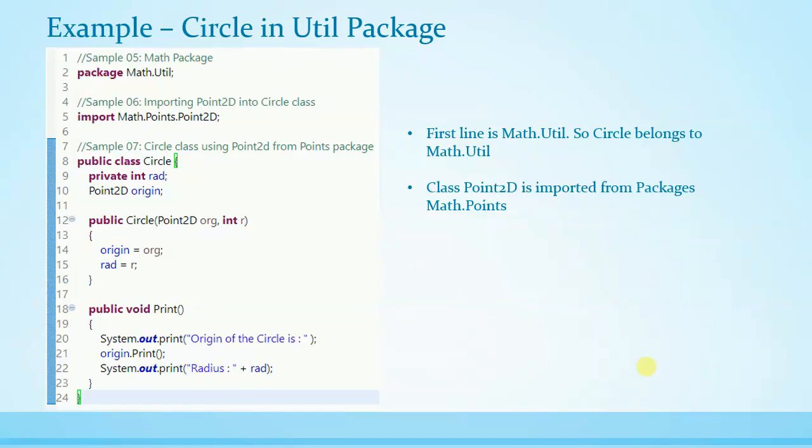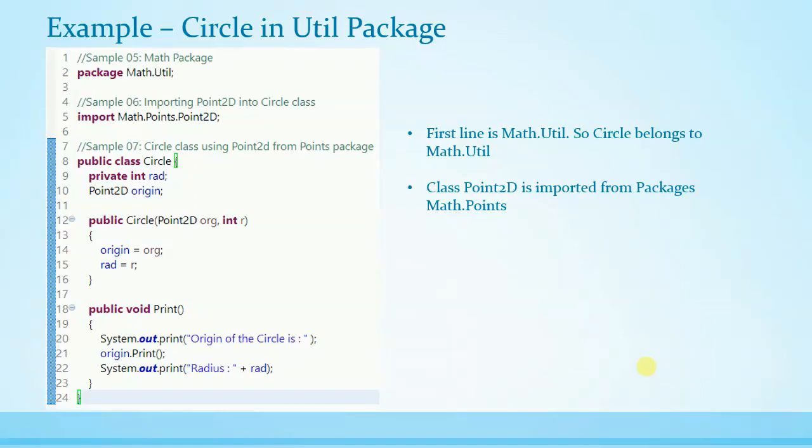That means we no need to specify the fully qualified name. Instead, we can directly specify Point2D. You can see that at line 10. So the Circle class has a primitive type radius, which is at line 9. This is a primitive type. At line 10, we need a class to specify the origin. So we used Point2D, but Point2D does not belong to the util package. It belongs to a different package called points.